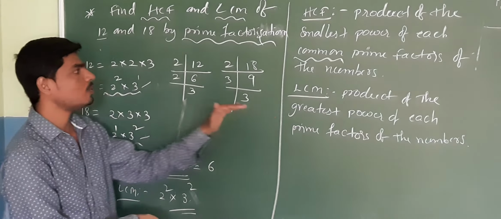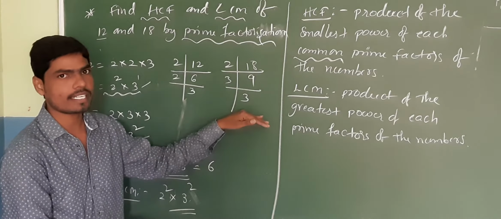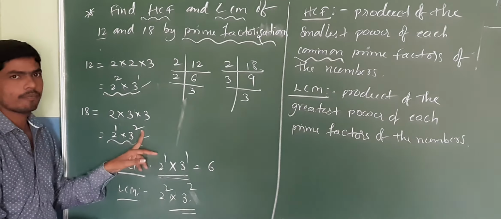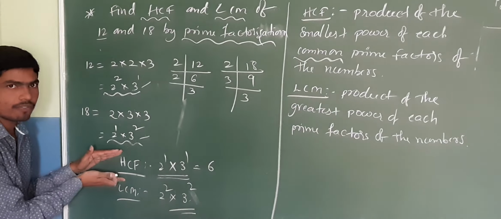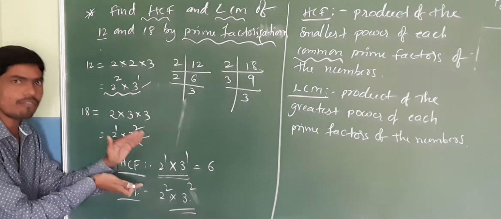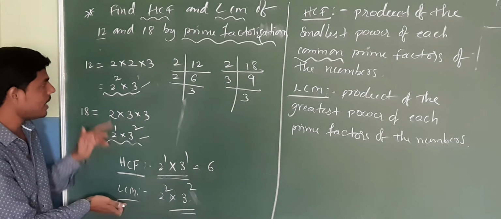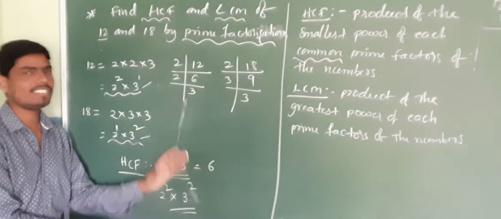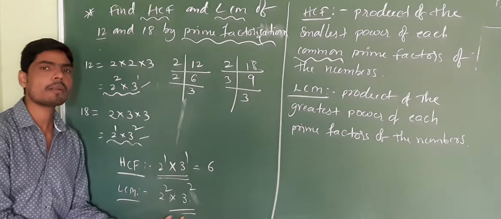So like this, first we have to change the numbers into prime factors: 2 squared into 3, next 2 into 3 squared. Now for finding the HCF, take the smallest power of each common factor. For finding the LCM, take the greatest power of each prime factor, and their product.